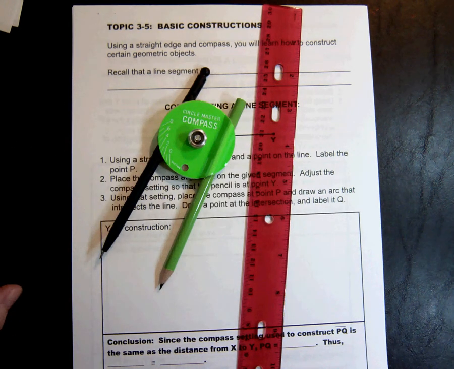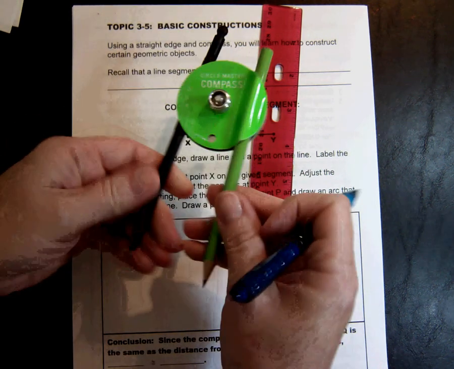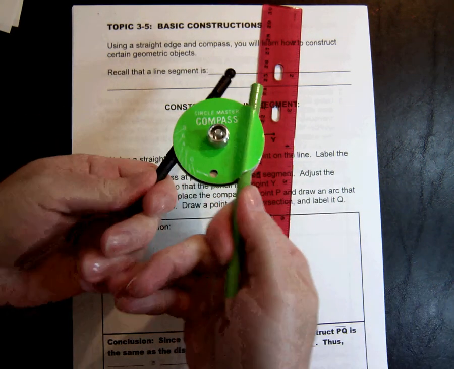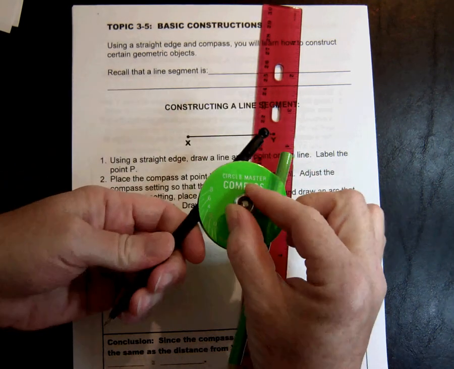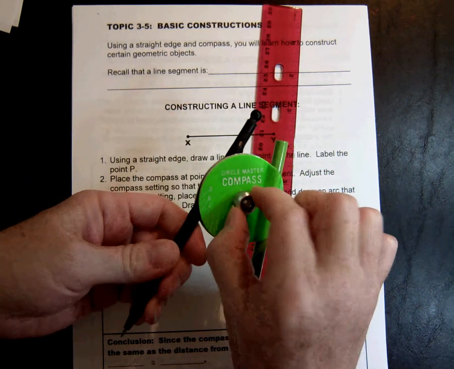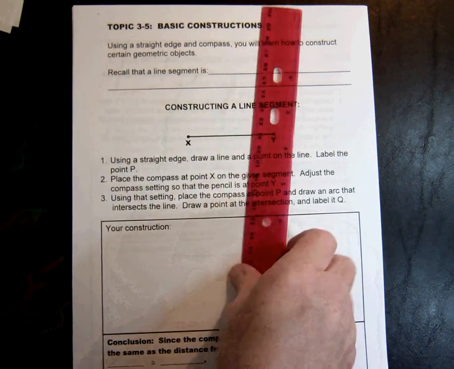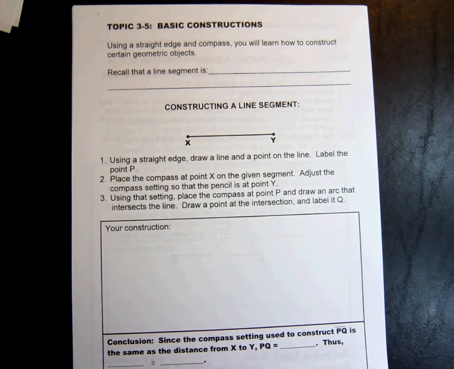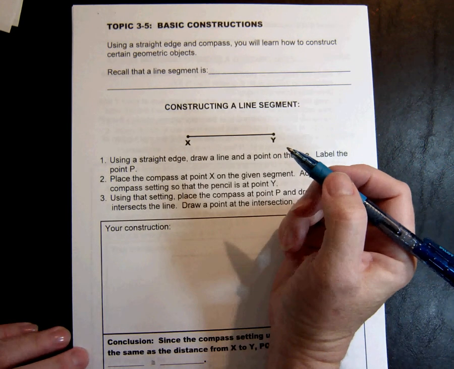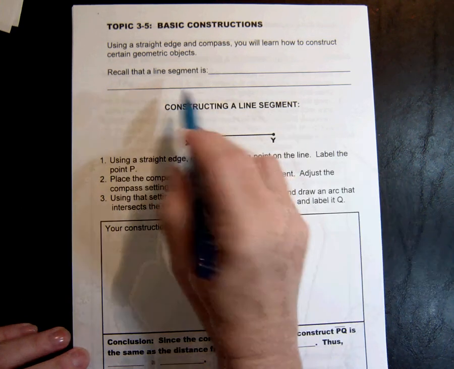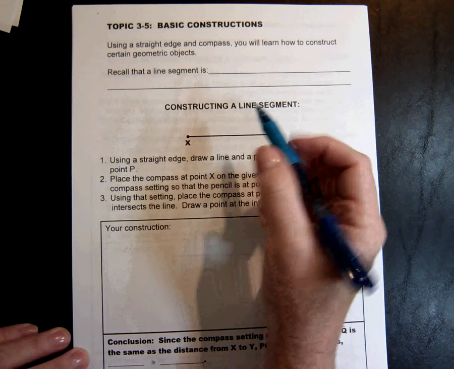teacher. This compass with the metal is a little bit easier to use. You can pull it apart to be able to do the drawings, and you can tighten it using this metal attachment there. Okay, so let's look at the first one. Recall that a line segment is a part of a line consisting of two endpoints and all the points in between.